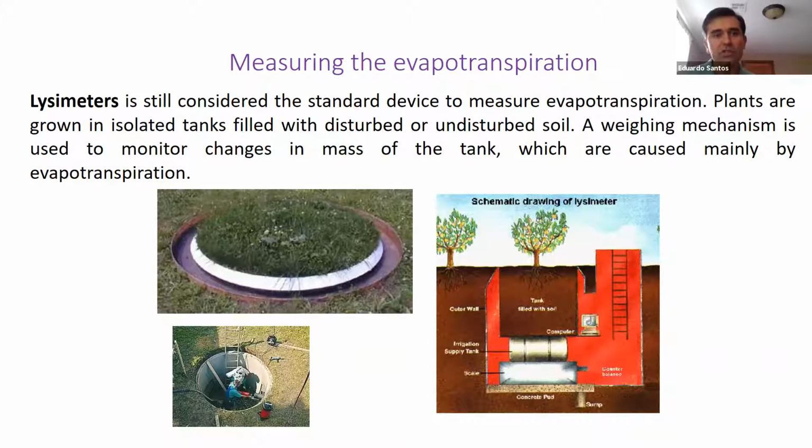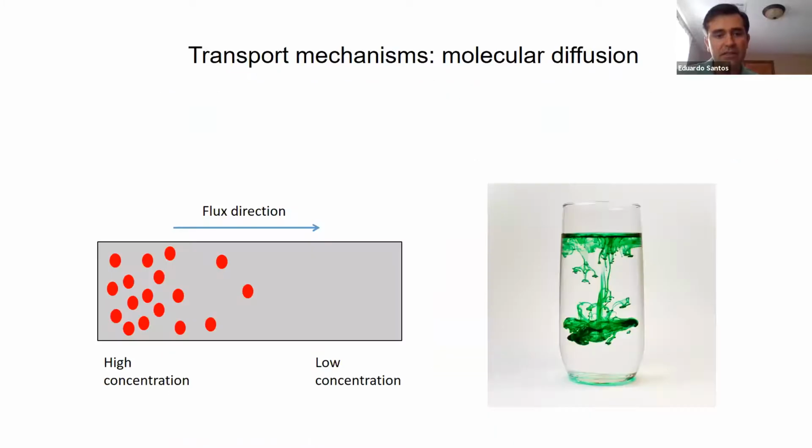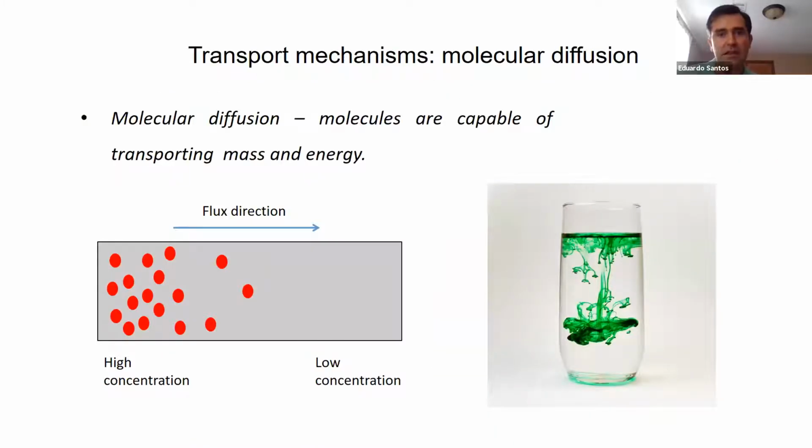Okay, so an alternative to the lysimeters is using micrometeorological methods. So we're going to talk a little bit now about these micrometeorological methods. Before we do that, let's understand a little bit of the processes transporting mass and energy. So we have what's called molecular diffusion.